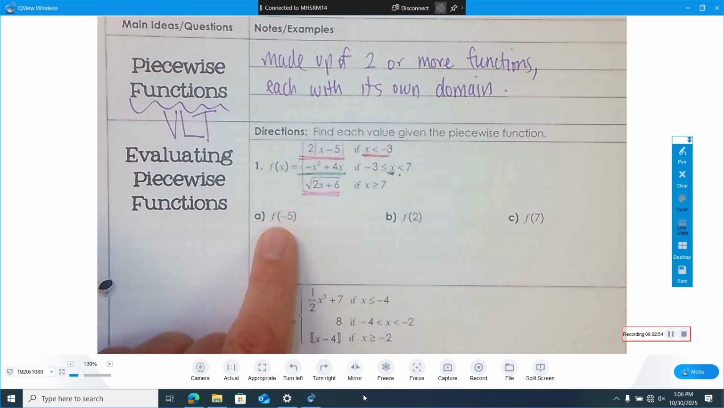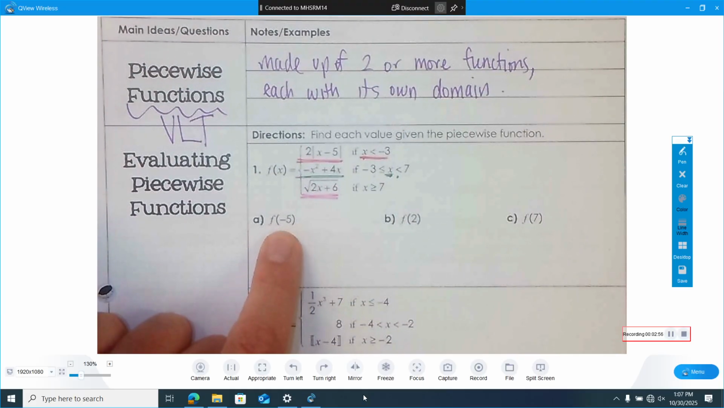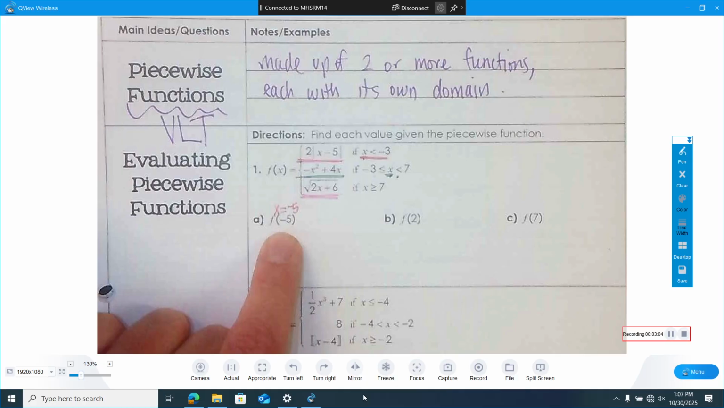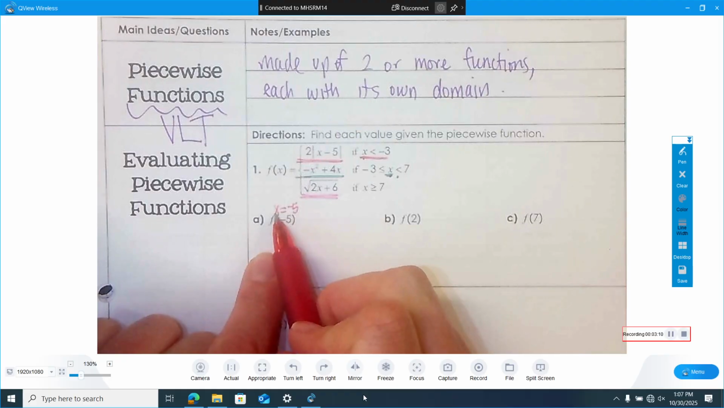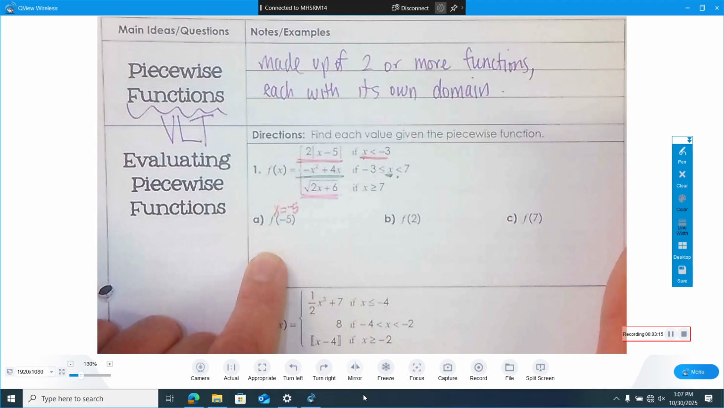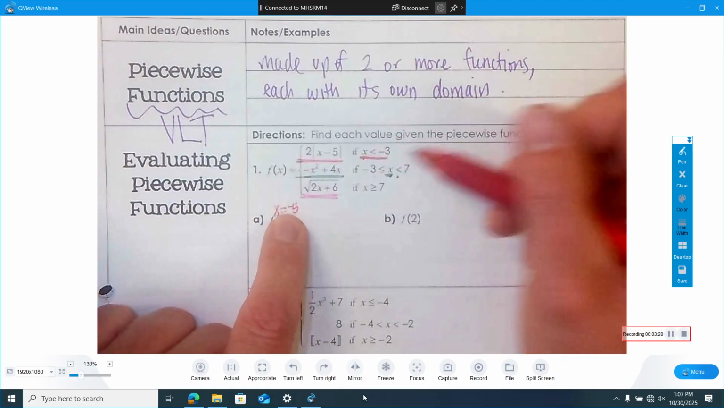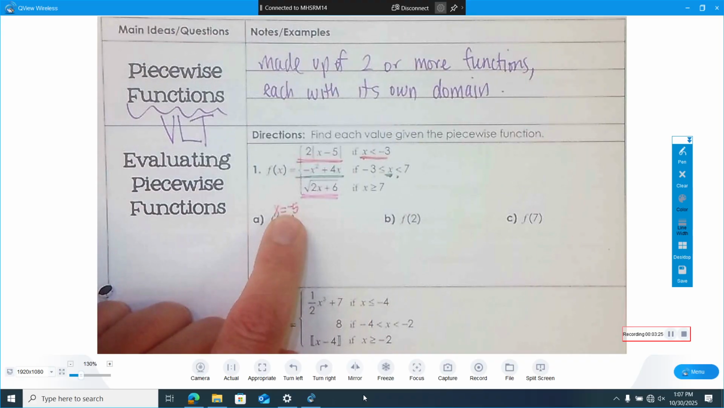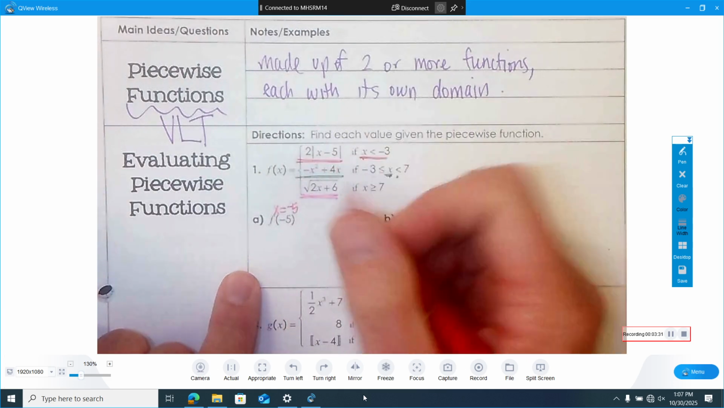So here on letter A, what is my x value that I'm going to plug in here? -5. So this is saying x equals -5, and we want to plug it in, and we want to figure out the corresponding function value, the corresponding y value. All right, our x value is -5. Should it go in the top, the middle, or the bottom? The top, yeah. -5 is less than -3, so that is where it fits. That's the true statement.